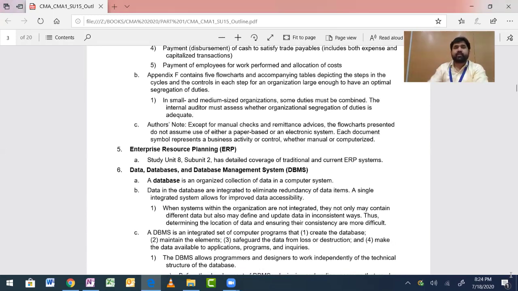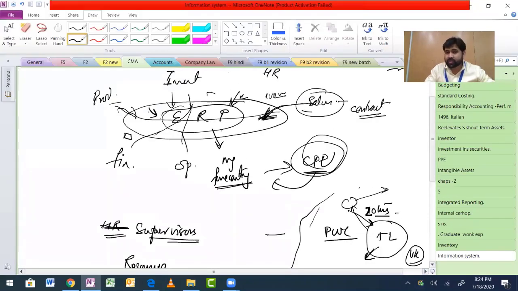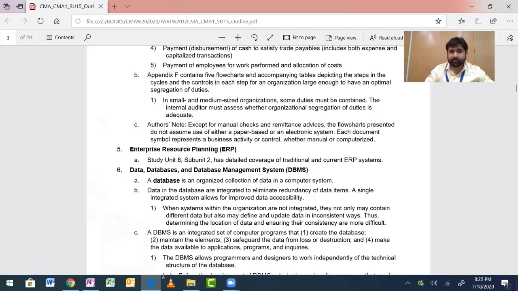In a small and medium sized organization, some duties must be combined. Anyways, this is the flow chart. They are talking about the work, how it is supposed to be done. While discussing this, we already discussed which information has to move and in which order it will move. Everybody will not have access to everything. So limited access as per the profile, as per the work that you have to do, you will get.